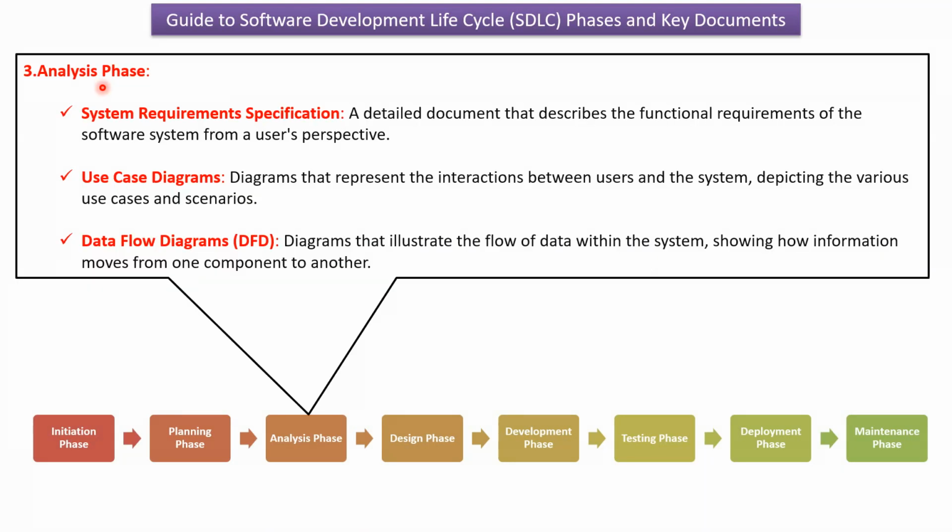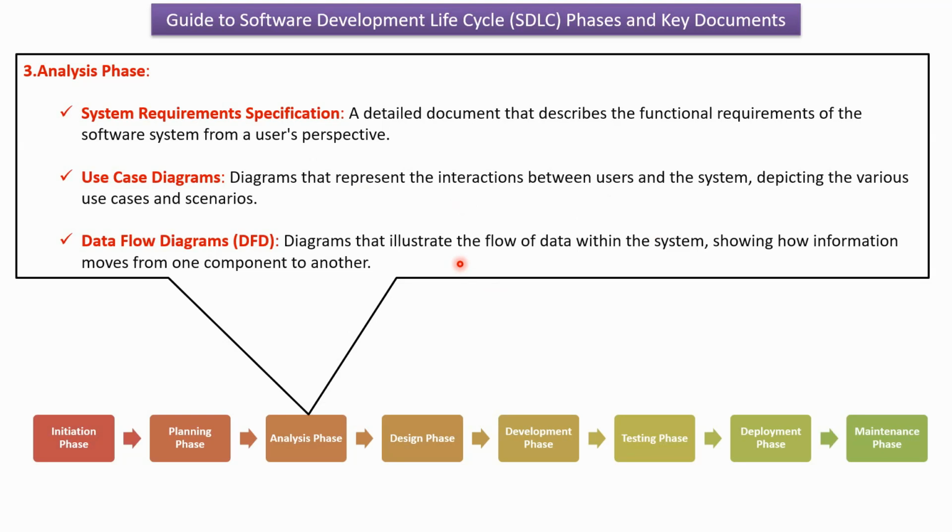The third one is the analysis phase. We will see the key documents associated with this phase. The first one is the system requirement specification, a detailed document that describes functional requirements of the software system from a user's perspective. The second one is use case diagrams, diagrams that represent the interaction between users and the system, depicting various use cases and scenarios.